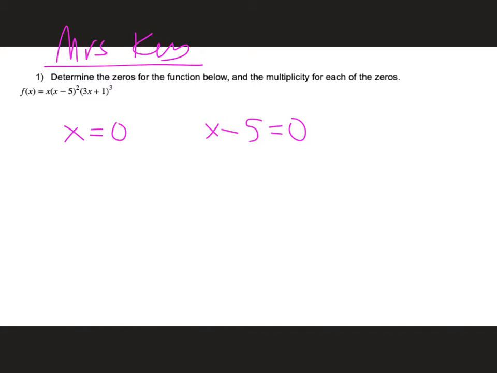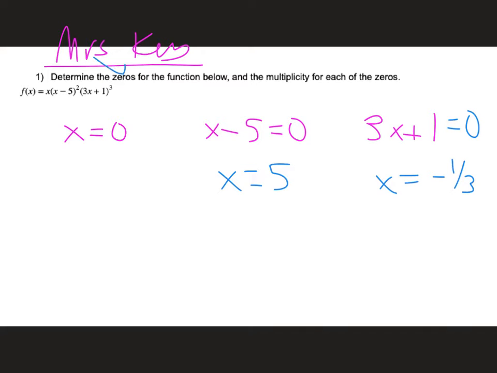And then the third expression is 3x plus 1. Solve each of those equations. Well, that first one's already done. The second one, add 5. Don't forget an equals 0, which I totally did. And on the third one, subtract 1 and divide by 3. So if you do that, that's the zeros part.